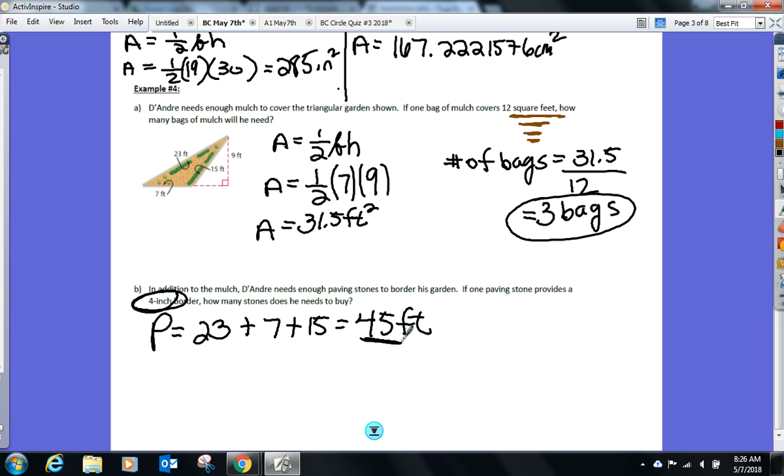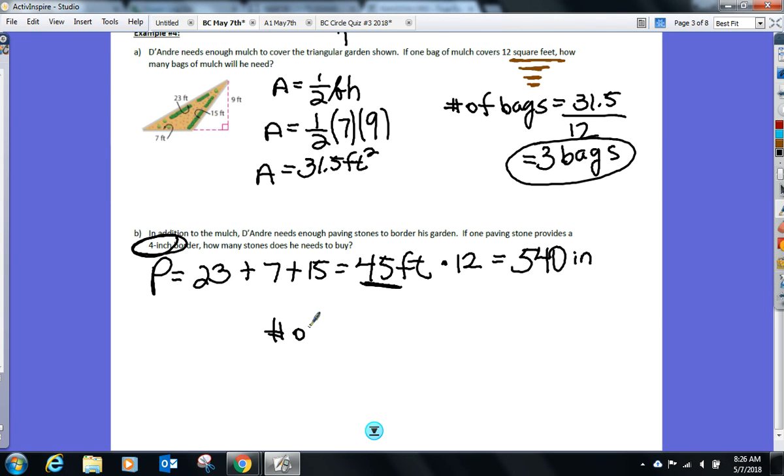So how do you want to convert the feet into inches? Multiply it by 12, yep. So how many inches do I have? 540 inches. Now you can say, all right, how many stones do I need? 540 divided by 4, he's going to need 135 stones.